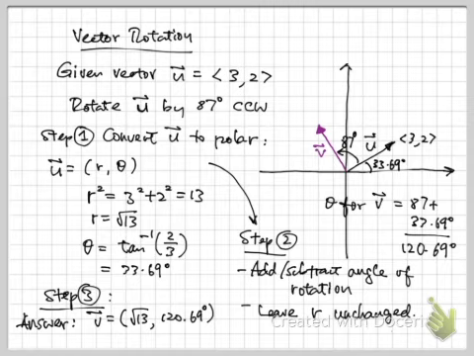And the final step is simply write down what the polar representation of v is. And it has a length of square root of 13, so r is root 13, and the angle of 120.69. And if the problem asks you to convert it back to rectangular, then yes, you can do that, and you can refer back to an earlier video for that.